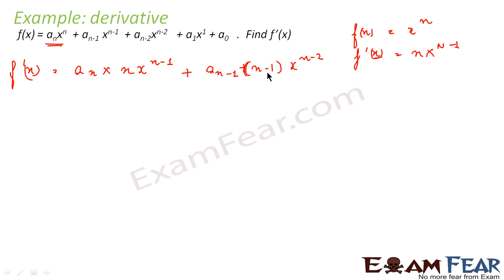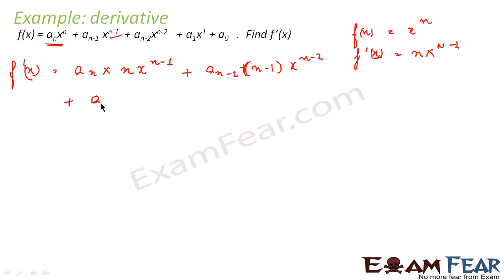So n minus 1 will become n minus 2. N minus 1, you will multiply with this n minus 1 and you will reduce the power. That's what we are doing. If it is to the power n, we put this n here, you see this n will be there, and we reduce the power. So we have put this n minus 1 here and we reduce the power.